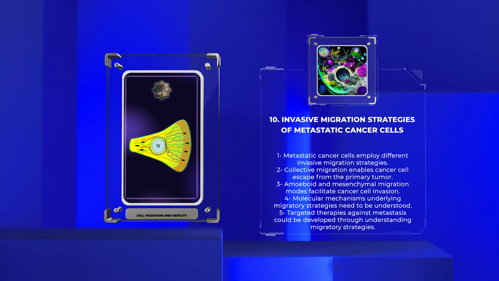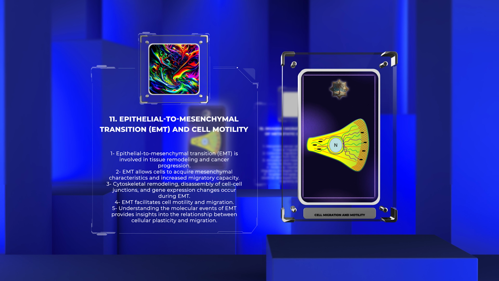Epithelial to mesenchymal transition, EMT, is a crucial process involved in embryonic development, tissue remodeling, and cancer progression. EMT allows epithelial cells to acquire mesenchymal characteristics, including increased migratory capacity. During EMT, the cytoskeleton undergoes remodeling, cell-cell junctions are disassembled, and gene expression patterns change, facilitating cell motility. Understanding the molecular events driving EMT provides insights into the connection between cellular plasticity and migration.